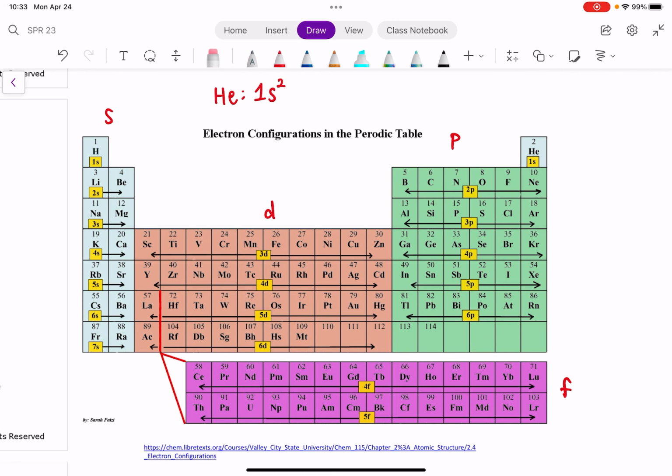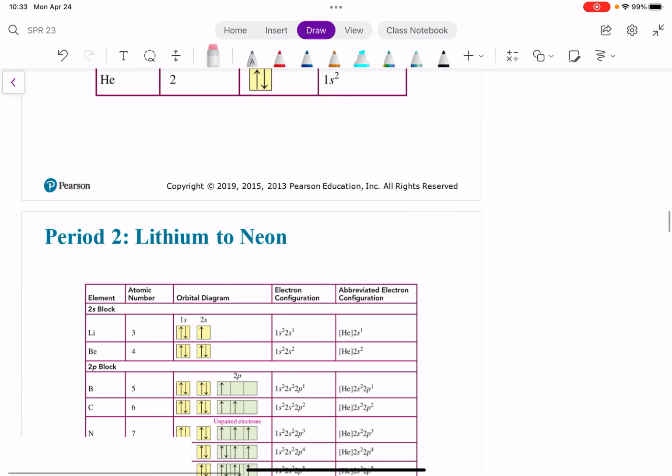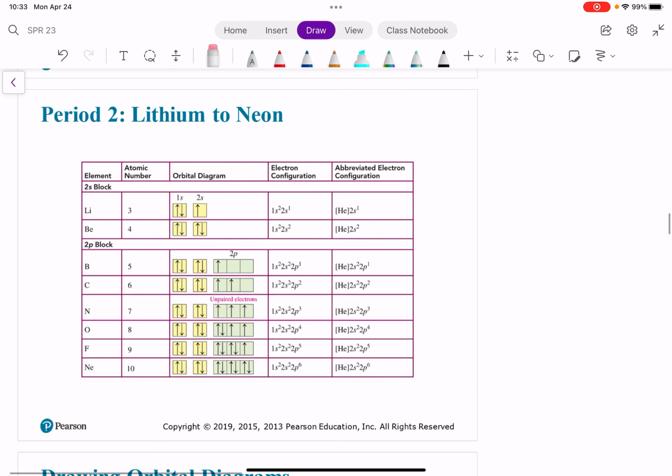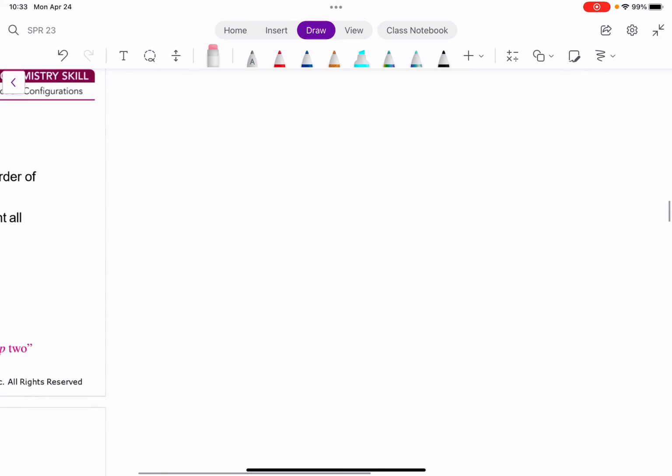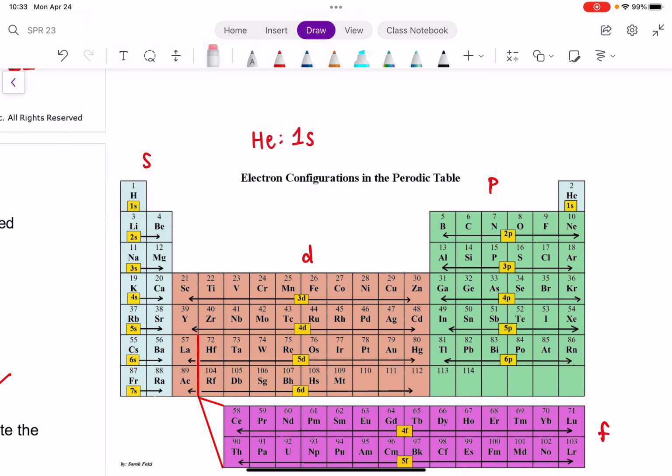Okay, so if you're looking from left to right, it goes through that and it ends up here. This is going to make more sense in a little bit. Stick with me. Okay, so looking at period 2, again, let's go with lithium. Lithium is right here.